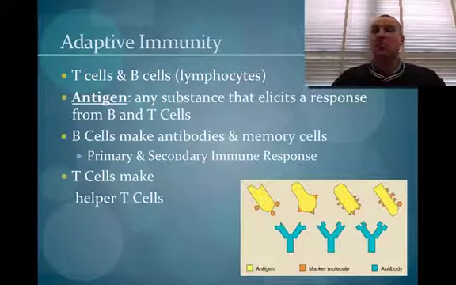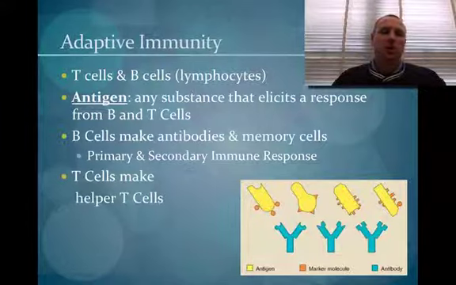Now, if it's not innate immunity, then it is adaptive immunity, and this is where you have T cells and B cells. These are both lymphocytes. They're white blood cells, and their names really come from where they mature. The T cells mature in the thymus gland, the B cells mature in your bone marrow.